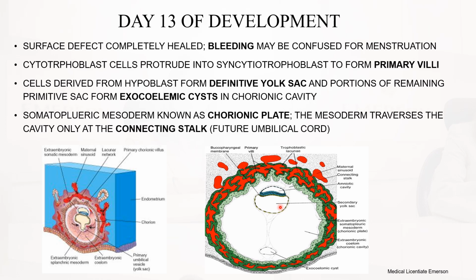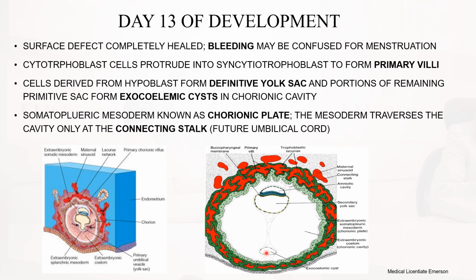And the portions of the remaining primitive yolk sac are going to form the exocoelomic cysts. So remember, we have formed our secondary yolk sac, which is the definitive yolk sac. Then remember the remnants, the remaining primitive yolk sac, which is here, become the exocoelomic cysts inside the chorionic cavity. That's what we are saying.